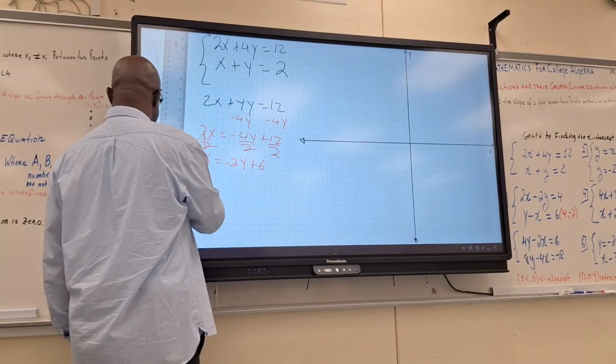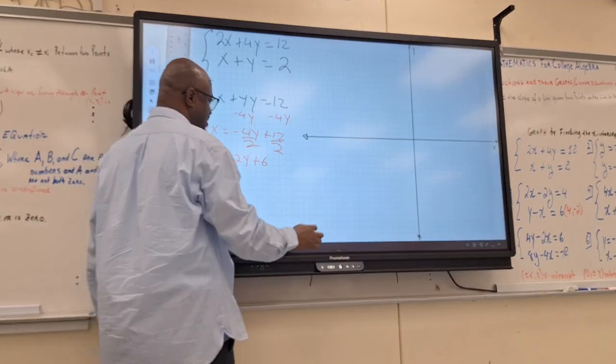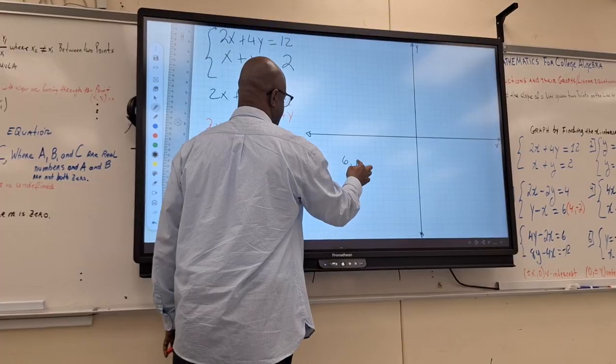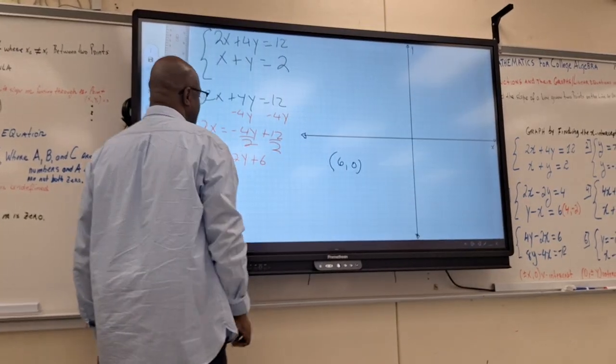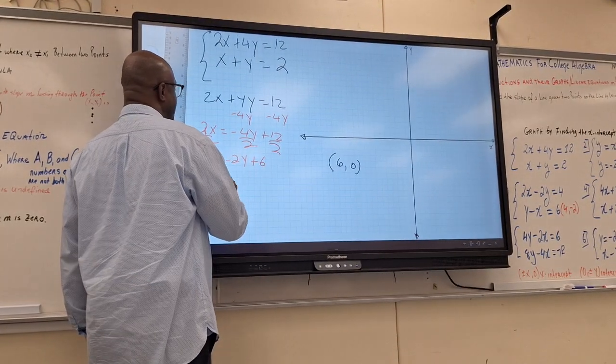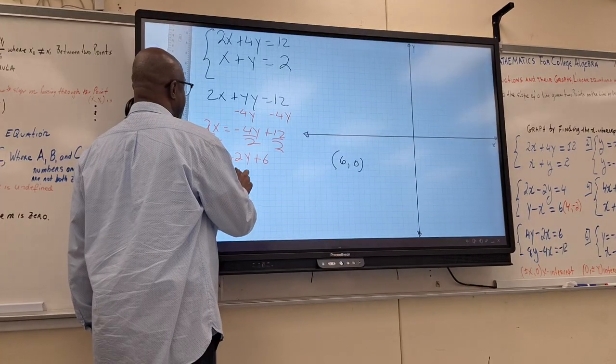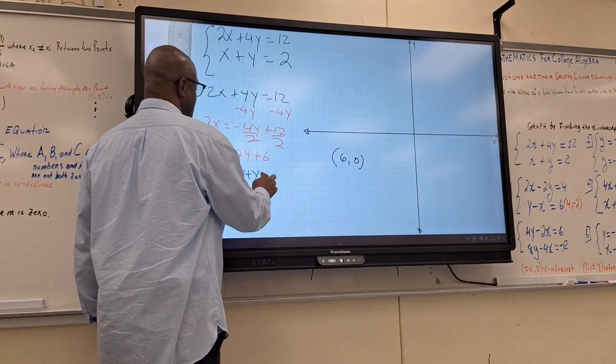What will be your x-intercept as another pair? 6, 0. That will be 6, 0. Alright? Now you go back to the same equation, 2x plus 4y is equal to 12.